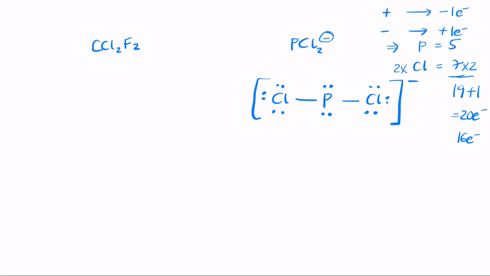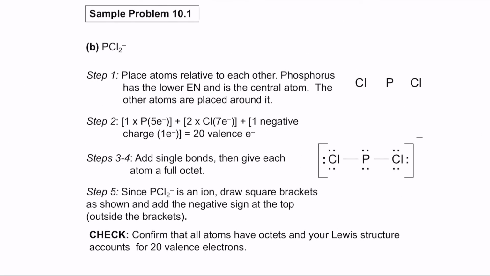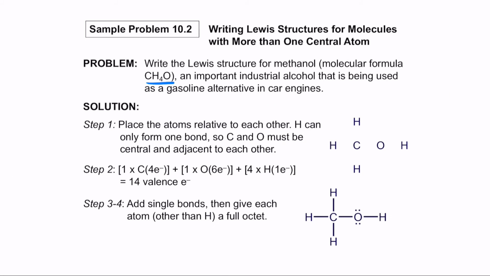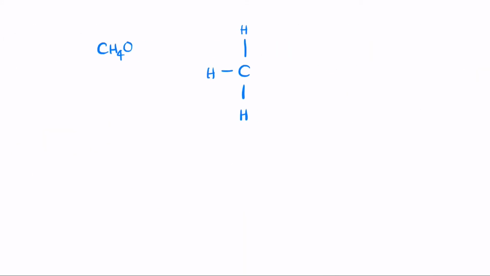So this is how we can draw the structure. So let's try the same for CH4O. Here carbon is the one that has the least electronegativity. So let's arrange the hydrogens first. Here they are talking about methanol. So methanol here is CH3OH, so oxygen, hydrogen.